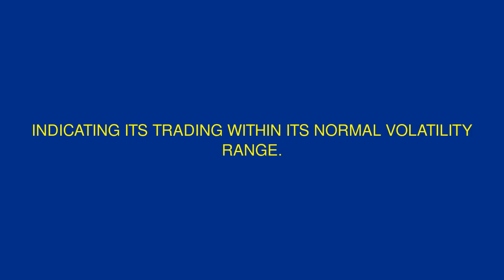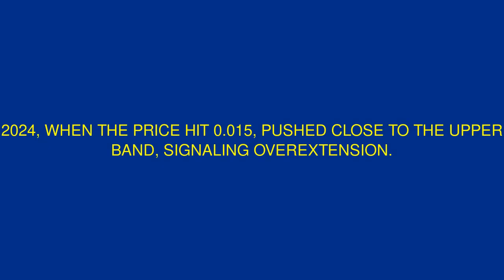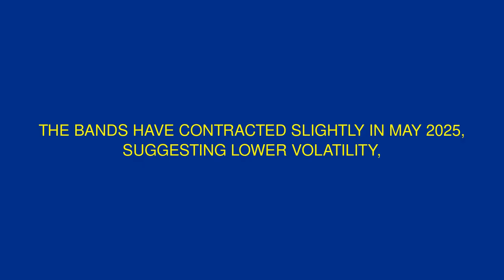The middle band, a 20-day SMA, is at 0.00896 on May 30th, with the upper band at 0.01488 and the lower band at 0.00304. ELIQQ's closing price of 0.009 is close to the middle band, indicating it's trading within its normal volatility range. Earlier spikes, like on July 23, 2024, when the price hit 0.015, pushed close to the upper band, signaling overextension. The bands have contracted slightly in May 2025, suggesting lower volatility, which often precedes a breakout.